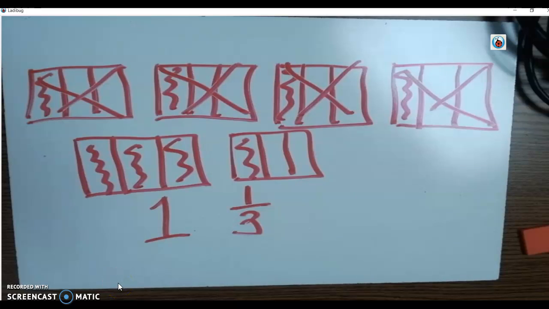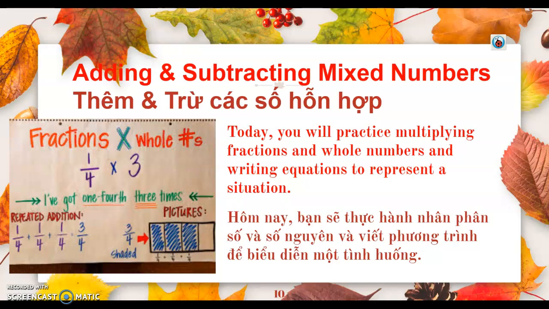You saw how we did it with repeated addition. You saw how we just showed you with models. Today you will practice multiplying fractions and whole numbers and writing equations to represent a situation.